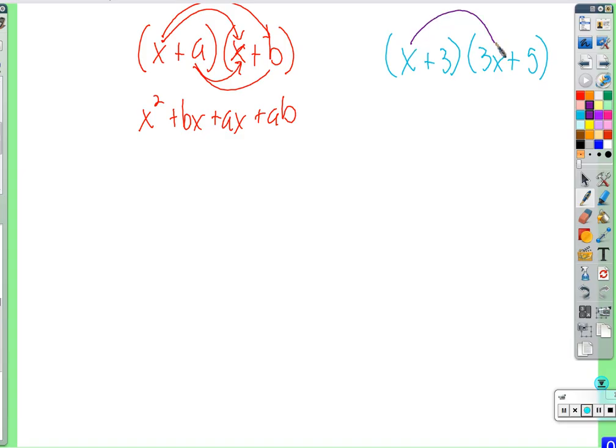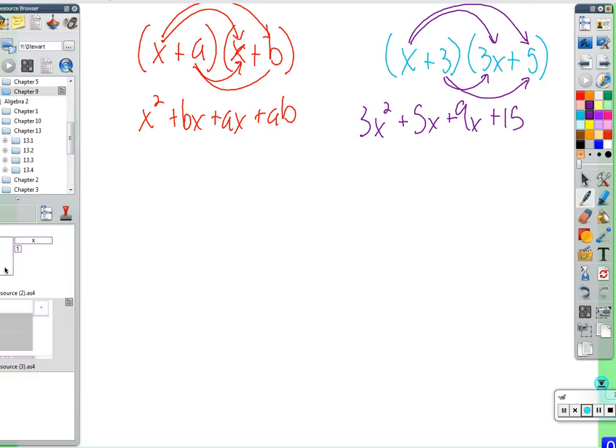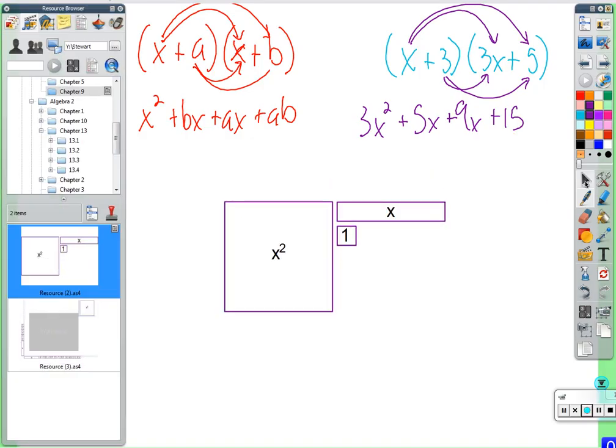Okay? So x times 3x, what's 3 times x times x? 3x squared. X times 5, that's 5 times x, 5x. So x is done, x is distributed. And now we move on to 3. 3 times 3x. What's that? 9x. 3 times 5? 15. All right. So if we were to use our tiles just to confirm, they are very large.